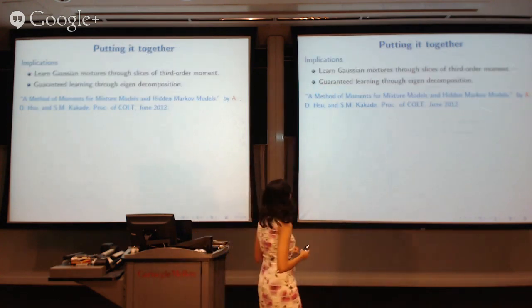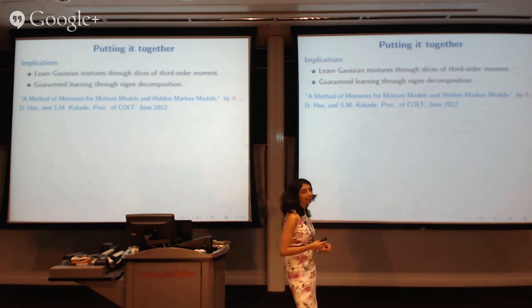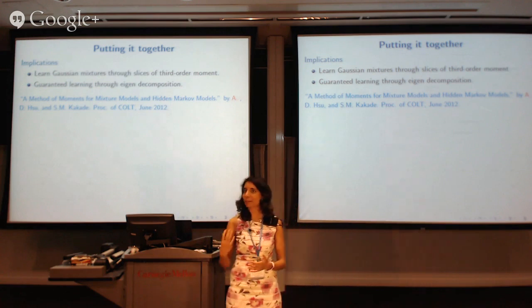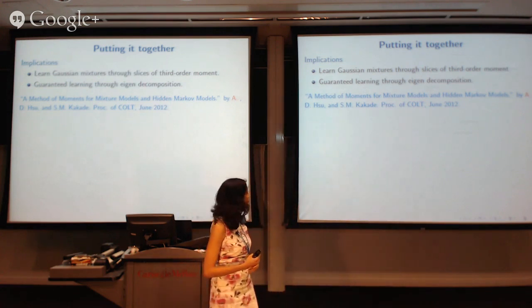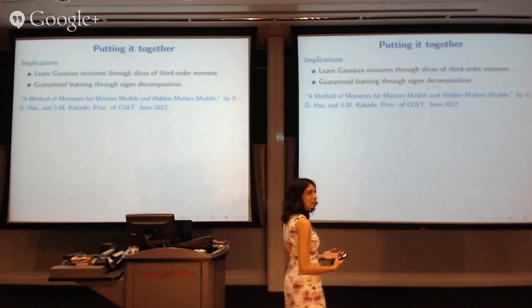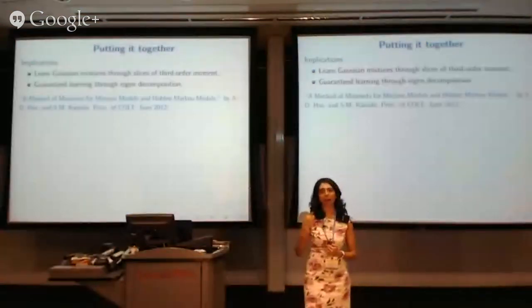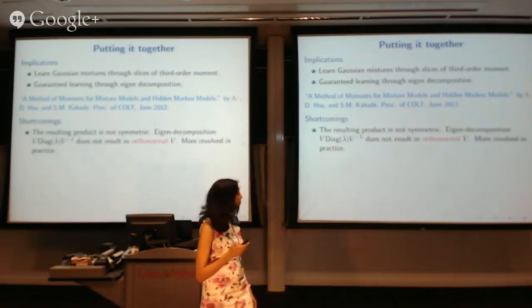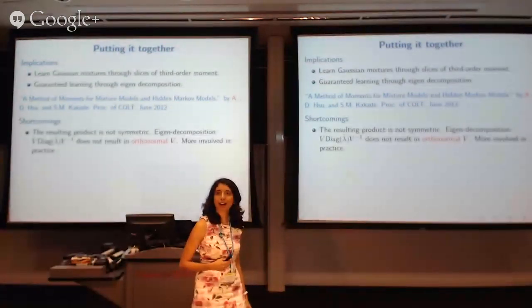And so this was our first paper, where we realized that by looking at higher order moments, we can actually recover the parameters of my Gaussian mixture. So this is nice conceptually. This gives a guaranteed way to recover the parameters. But then in practice, there are a lot of issues that are not so nice.